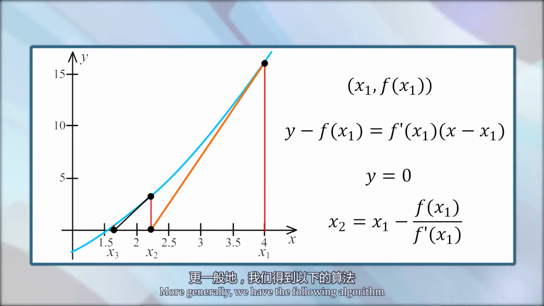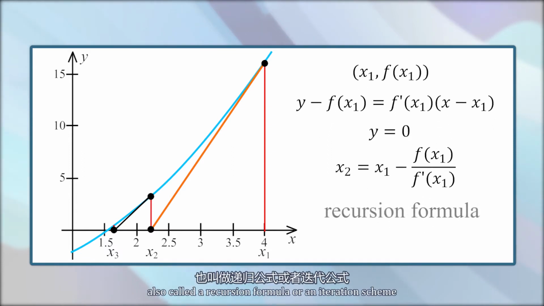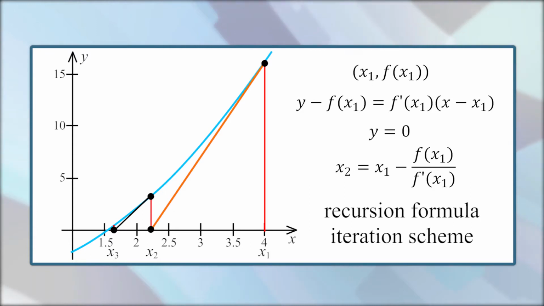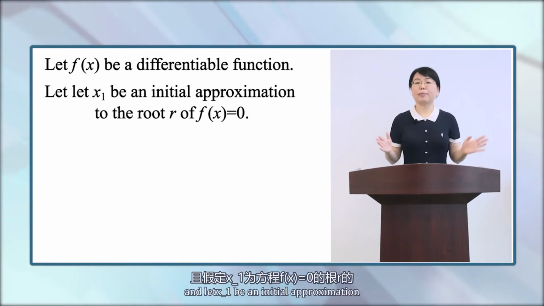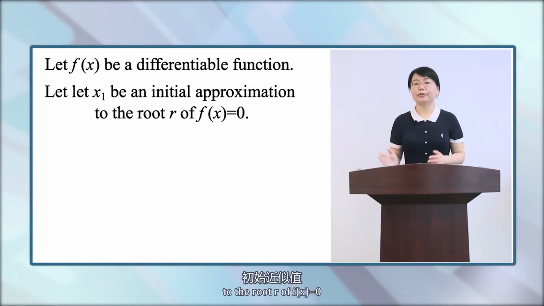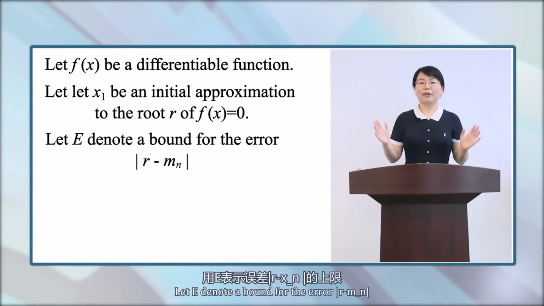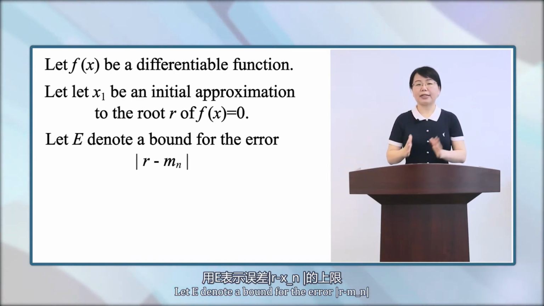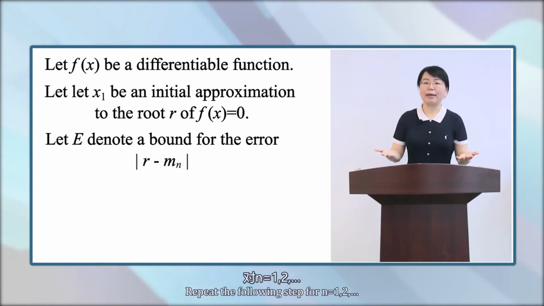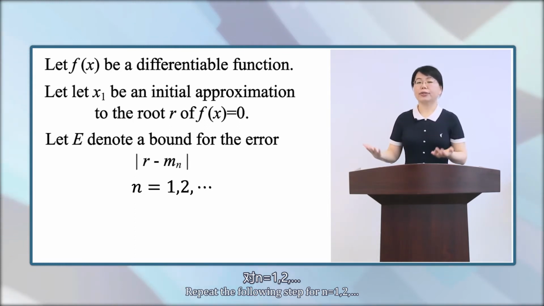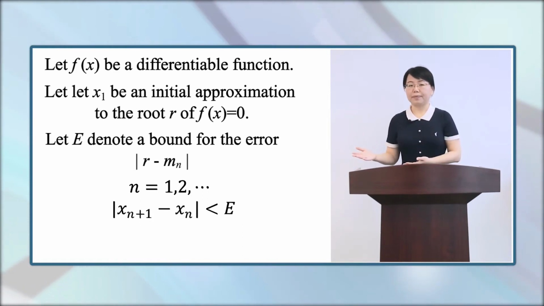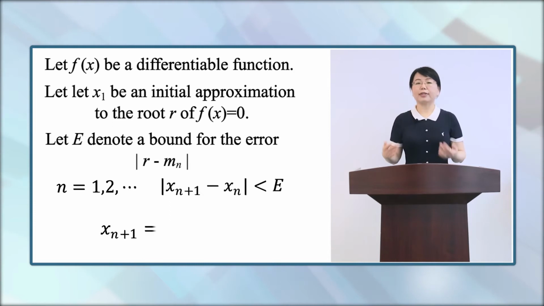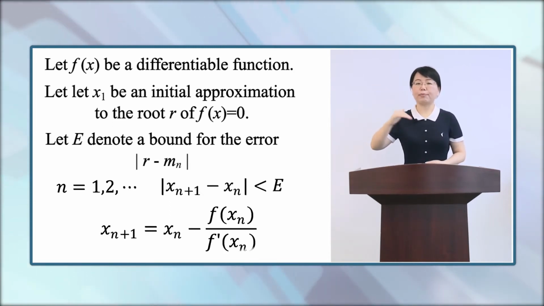More generally, we have the following algorithm, also called a recursion formula or iteration scheme. We name it Newton's method. Let f(x) be a differentiable function and let x1 be an initial approximation to the root r of f(x) = 0. Let E denote a bound for the error, the absolute value of r minus xn. Repeat the following step for n = 1, 2, and so on, until the absolute value of x(n+1) - xn is less than E. Here, x(n+1) = xn - f(xn)/f'(xn).